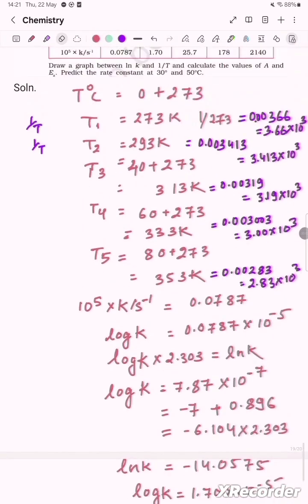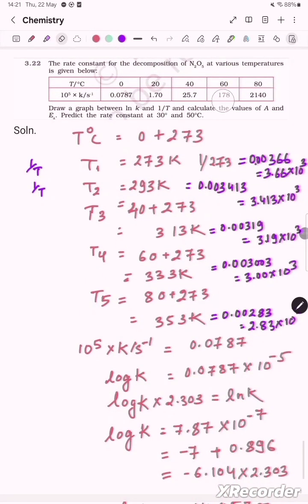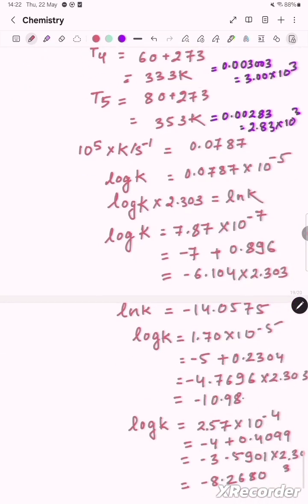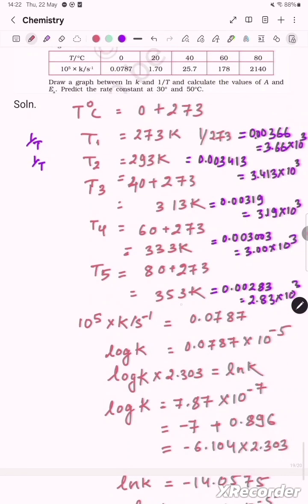Similarly we calculate log 1.78 multiplied by 10 to the power minus 3, and here log 2.14 multiplied by 10 to the power minus 3. Similarly we calculate all these values. Now after rearranging, first you have to draw the graph between ln k and 1 by T. So first you will write all the values at one side so that you can easily make the graph.